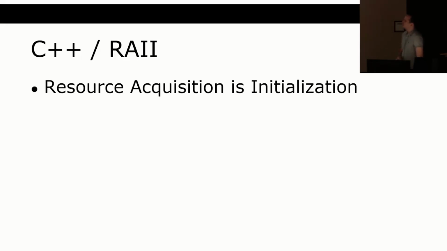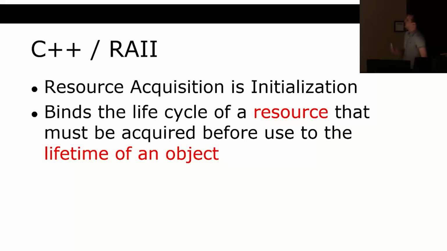So C++, memory management, pointers, all this nonsense, oh my god, it's a lot to deal with, I understand. But luckily, we have this concept called RAII. Resource acquisition is initialization. Worst name ever, but it's a good concept. And what it does, in technical speak, is it binds the life cycle of a resource that must be acquired before use to the lifetime of an object.